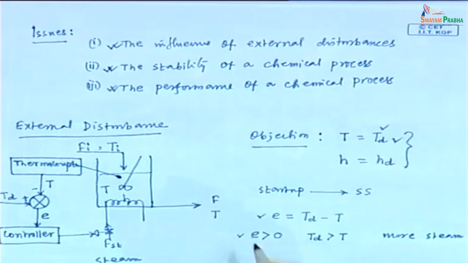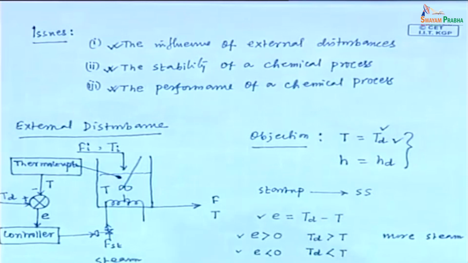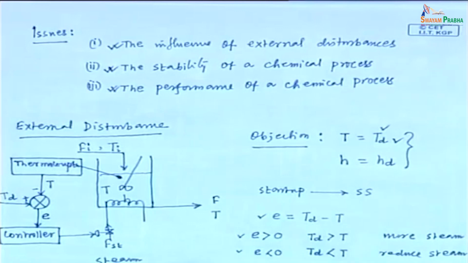This is one case. Similarly, if error is less than 0, in that case the situation is just opposite. I mean, Td is less than T. That means the controller should reduce the steam flow rate.